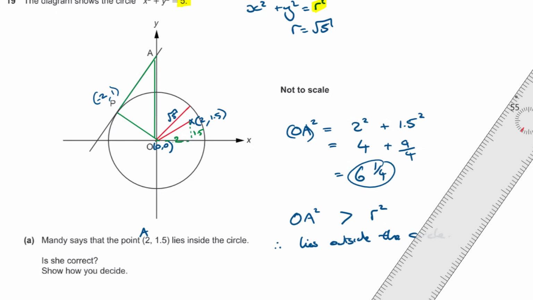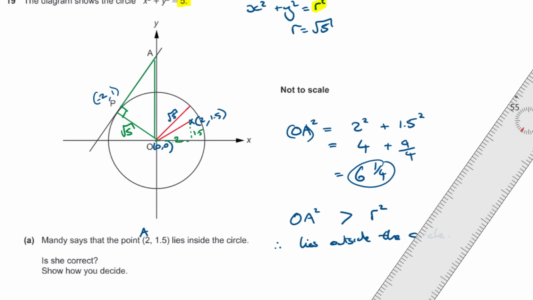Now OP is the radius of this circle, isn't it? And a radius and a tangent joining at the point of contact are always at a right angle. So this is a right angle triangle. We already know OP. We know it must be the radius of the circle. It must be root 5.